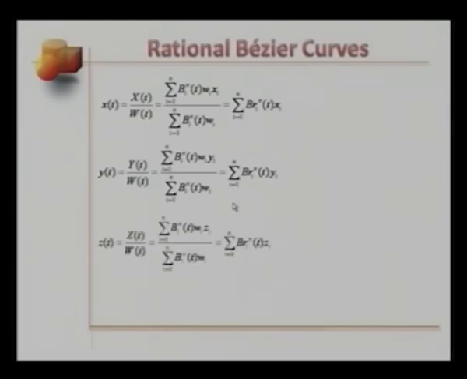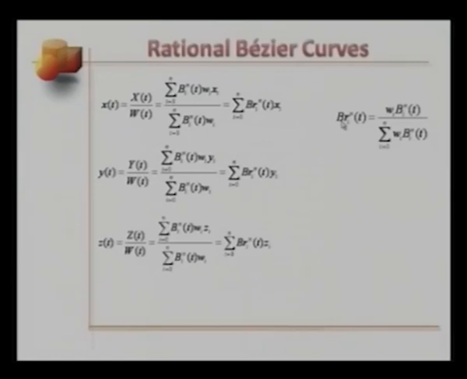Likewise, we can compute small z as a function of t, the parameter, as capital Z over capital W. Very similar expressions. The only change is this zi. And this is given by summation i going from 0 to n br sub i super n as a function of t times zi.